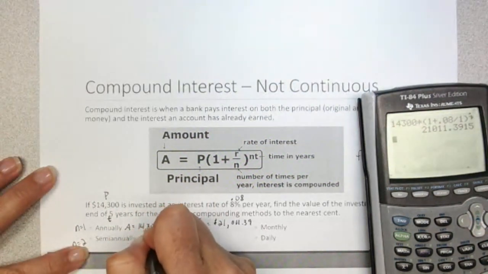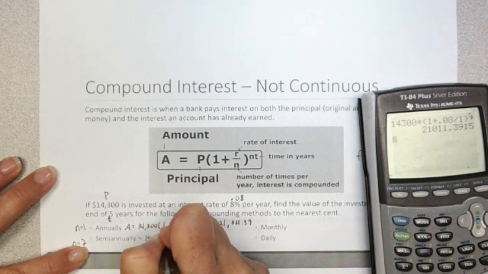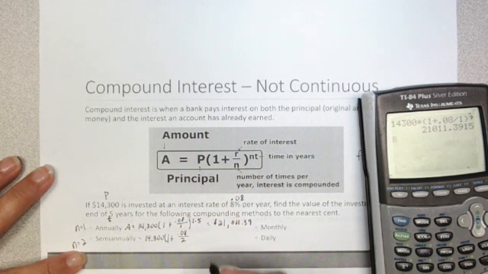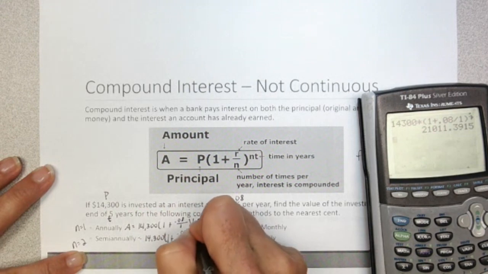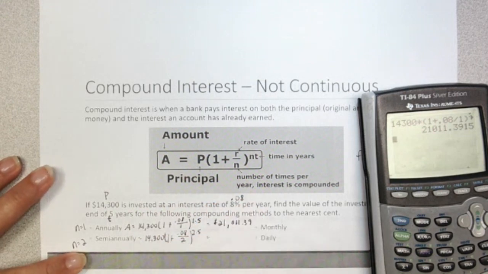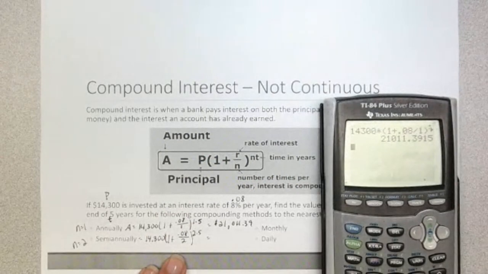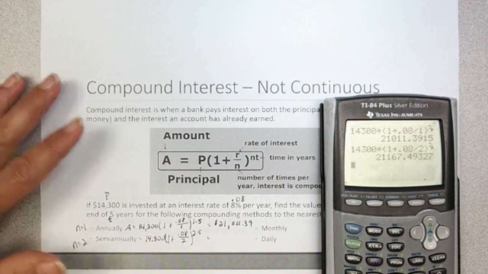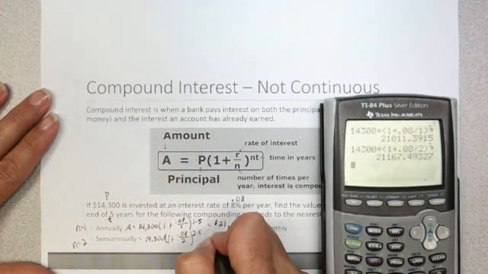Semi-annually, this is going to be $14,300, my initial value, my principal amount, times 1 plus the interest rate of 0.08 divided by 2 this time, because we're going to compound it twice per year, raised to the 2t power, 2 times 5. Stick that in the calculator and see what that is. 14,300 times 1 plus 0.08 divided by 2 raised to the 10th power is $21,167.49. It is more money, as expected.